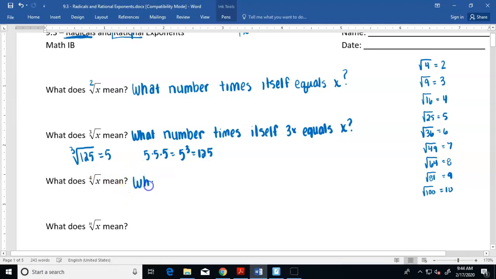Good. So what number times itself 4 times equals x?